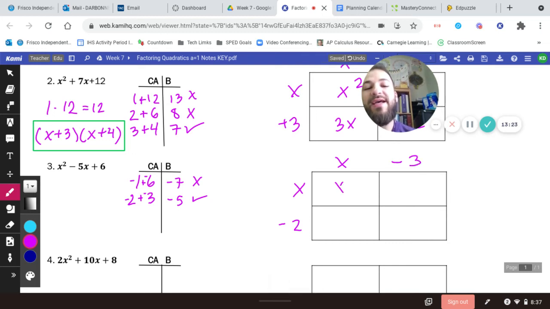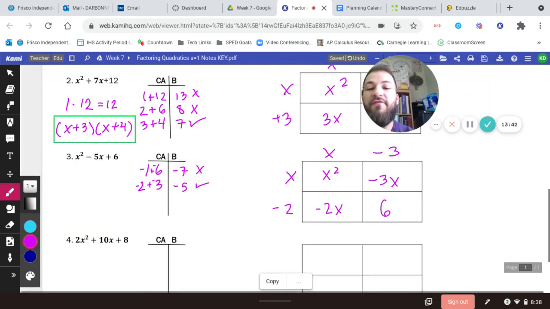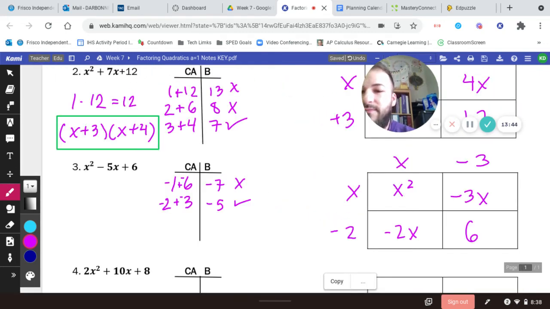So x times x is x squared. X times negative 2 is negative 2x. X times negative 3 is negative 3x. And negative 3 times negative 2 is positive 6. And just to check, does negative 2x plus negative 3x equal negative 5x? It does. So we are all good to go. So our factors in this case are x minus 2 and x minus 3.